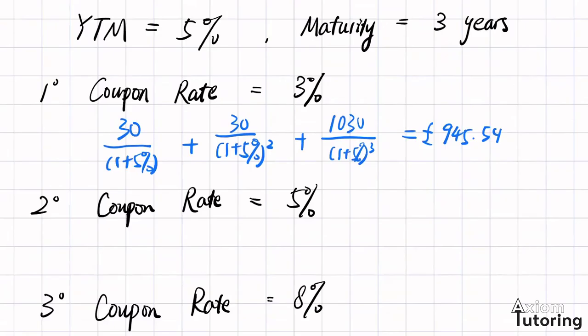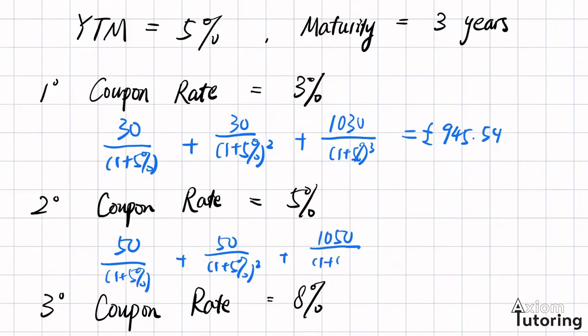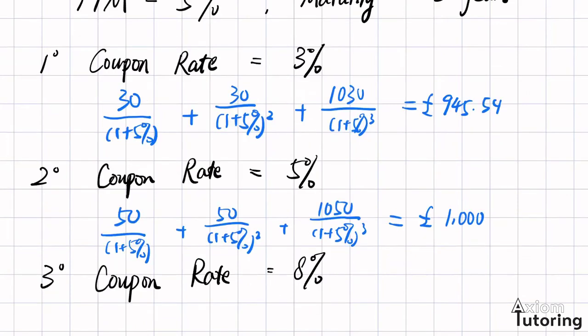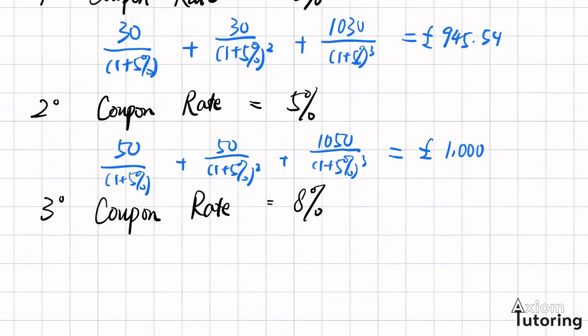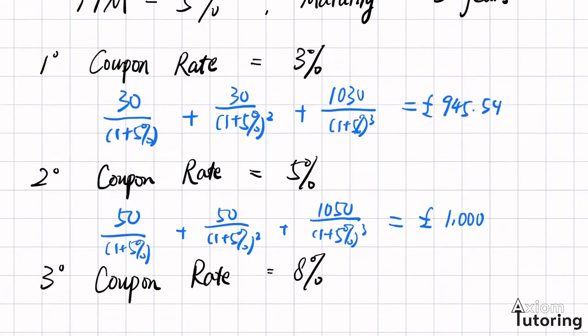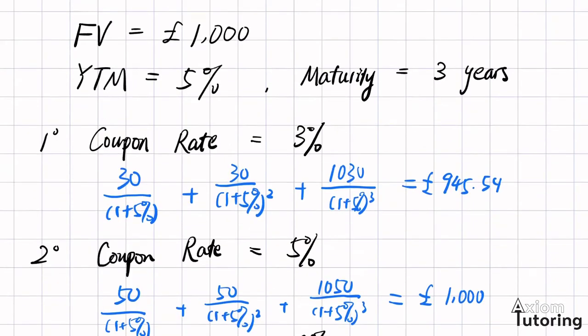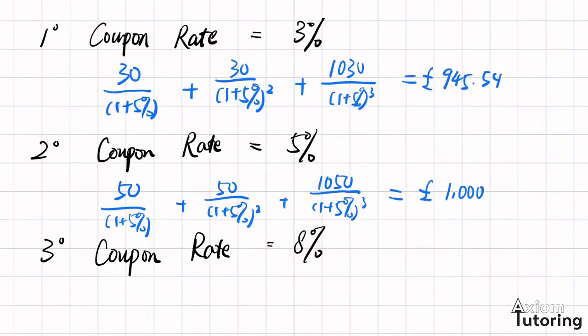Let's continue with the second scenario and see how the bond price would change if we just change the coupon rate. In this case, I have 5% as my coupon rate. Let's just do the calculations, step by step. And then the final payment, 1,050 over 1 plus 5% to the power of 3. Again, if you do the calculations with the calculator, you will get a price of 1,000. It's almost looking like a coincidence, right? Is it a coincidence that this price is exactly my face value? It is actually not. We'll explain it later.